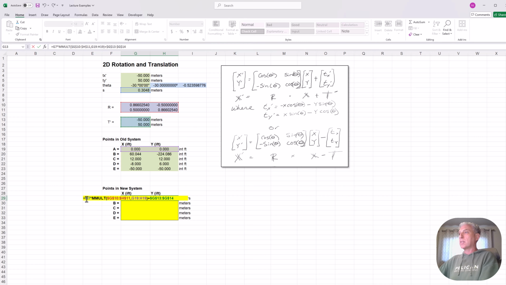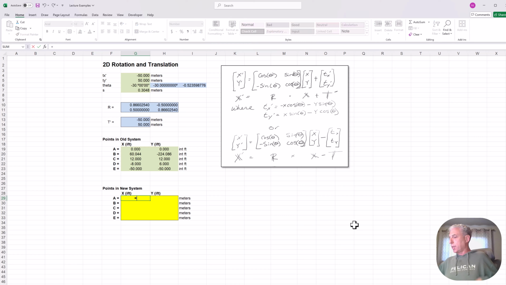I also want to make my scale absolute though, don't I? Because I always want to be referencing the same scale, the same rotation vector, the same translation vector. And then I also want to transpose it so I get a row vector for the way I'm representing this. So equals transpose of the whole thing. And hopefully that will work. No, it didn't.